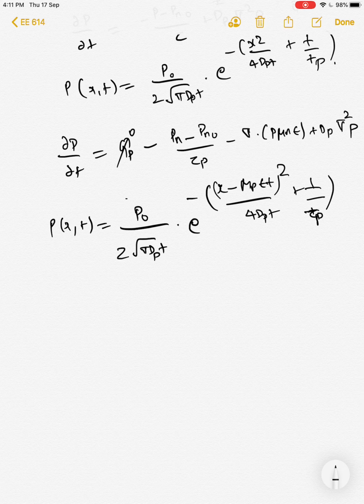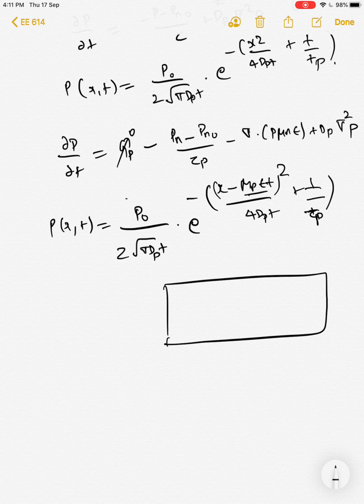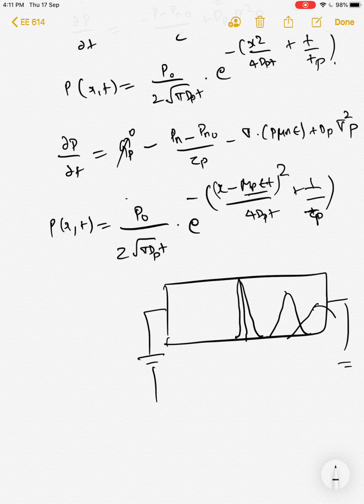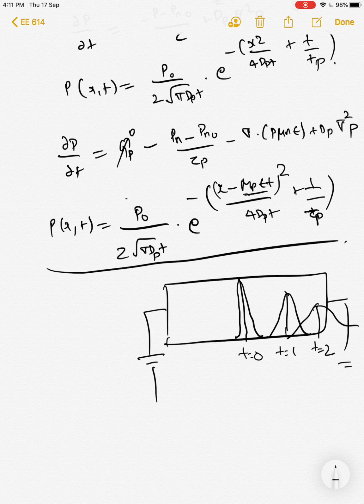So what it means is that the center of the Gaussian, basically the Gaussian mean, is shifted by μp E t when you apply an electric field. This also makes a lot of sense, right? If I have this bar, and at time t equal to 0, I'm generating this Gaussian excess carrier density. If I apply an electric field, as time progresses, the Gaussian intensity decreases, broadens, and also moves away, right? At time t equal to 0, at time t equal to 1, at time t equal to 2. So basically you have a shift in the mean position of the Gaussian. As time progresses, you have a Gaussian which becomes wider, and whose amplitude decays exponentially, right?